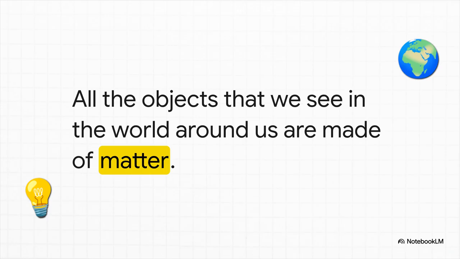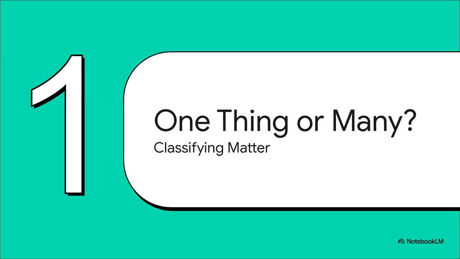Everything we can see, feel, and interact with, it's all made of matter. It's the universal stuff that makes up everything from giant galaxies all the way down to a single grain of sand. Now, just saying, hey, it's all matter, isn't very helpful, especially if you're a scientist trying to figure out how things work. You need a system, right? A way to sort and classify all this stuff. So, where do we even begin?